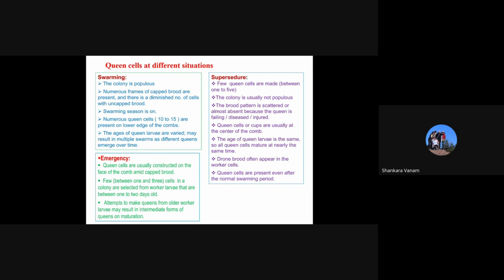Attempts to make queens from older worker larvae may result in intermediate forms of queens on maturation. That is, if the young stage of larva is not available, and the worker attempts to rear older larvae, that is after 4 or 5 days of hatching, and feeds them with royal jelly later, that may result in the emergence of intermediate forms that will be neither queen nor worker. Such queens may have less potential to lay eggs and lesser lifespans.